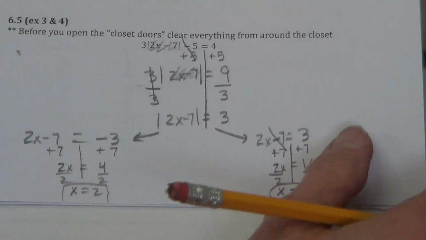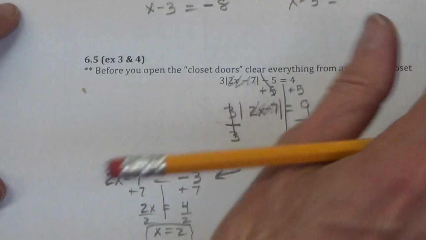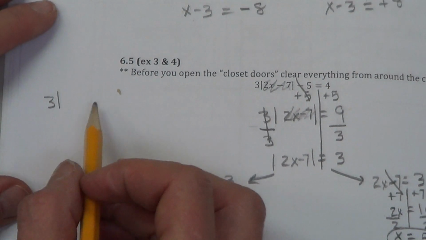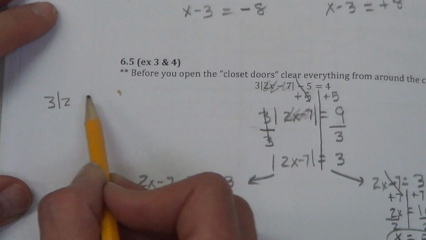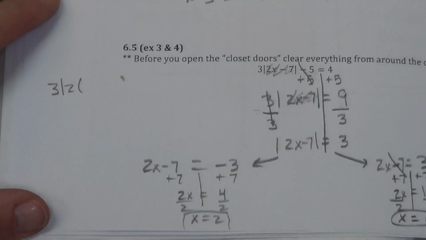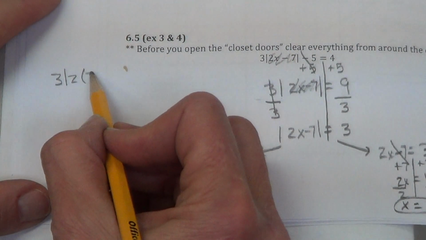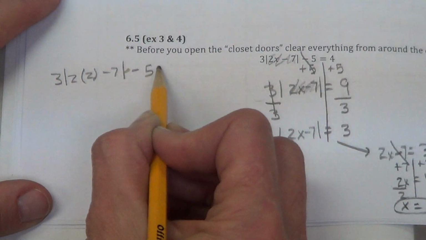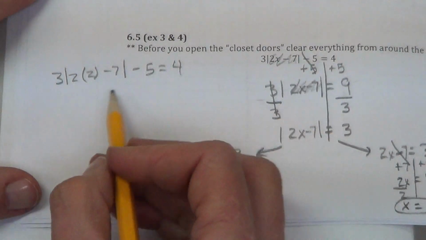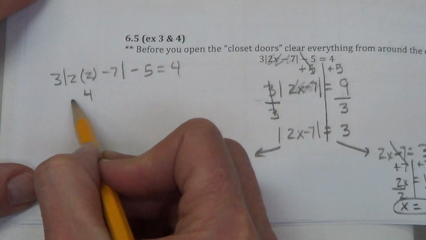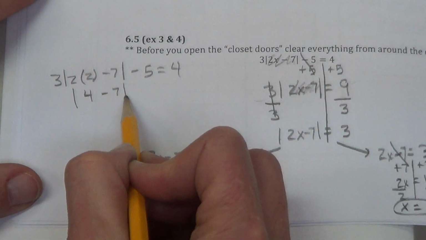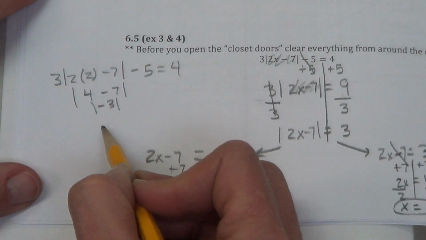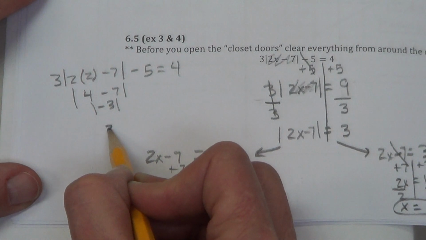Okay, to plug those back in and check them, we would literally go back to the very beginning of the equation. We would have 3 times the absolute value of 2x minus 7, minus 5 equals 4. Plug in the 2 that you got for the x. 2 times 2 is 4. Minus 7. That's still inside the absolutes. That would be a negative 3. Absolute of negative 3 is 3.